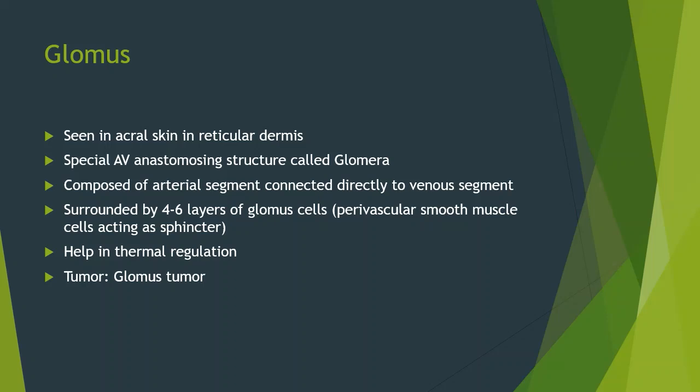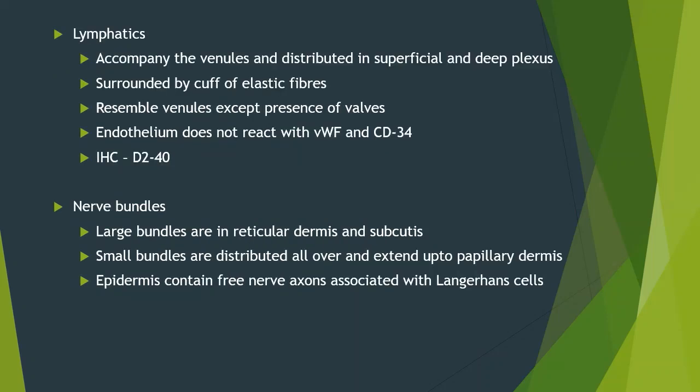Look at the lymphatics. Lymphatics accompany the venules in the dermis, and they have a similar morphological structure, except that there is the presence of some valves around them, and the endothelium of the lymphatics does not routinely stain with the von Willebrand factor or CD34. They are highlighted by the D2-40 immune stain.